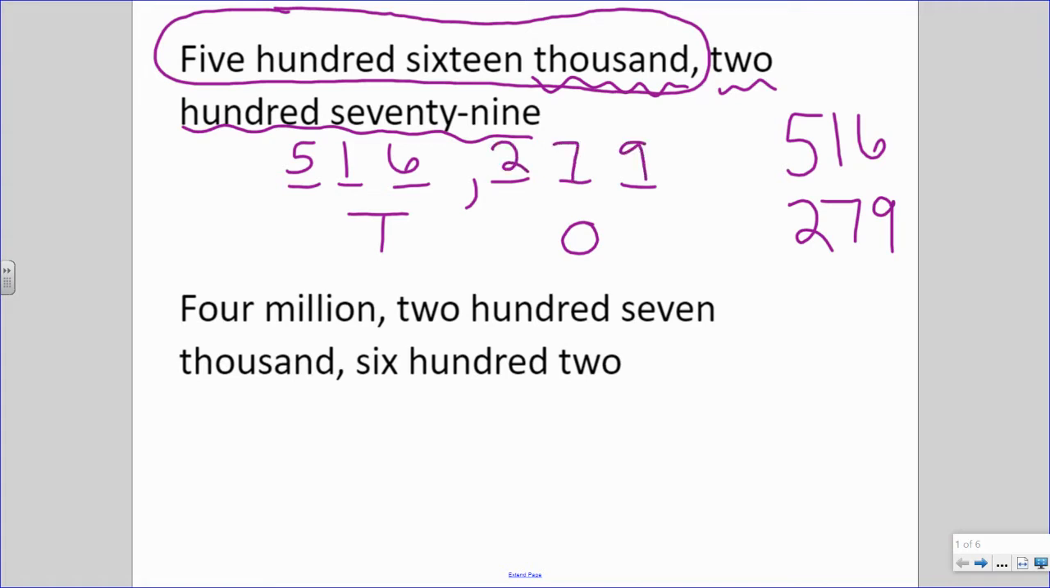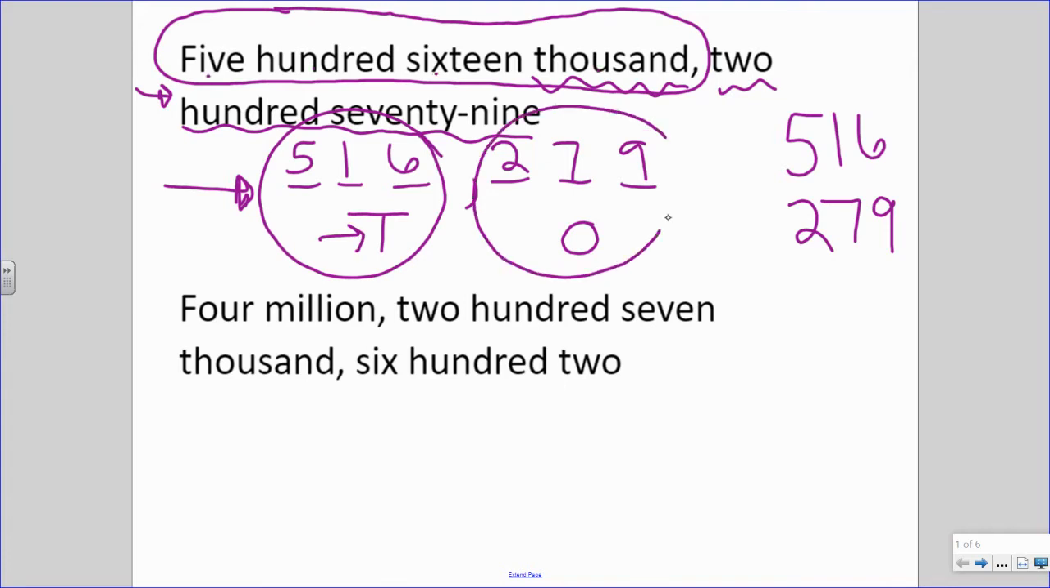I am going to go ahead and fill those in, 279. And I believe I have the right answer, but I'm going to go ahead and read this to myself and make sure it's a perfect match to the word form. So it says 516,000, perfect match. 279. We did it. So we're going to go ahead and look at the next one.